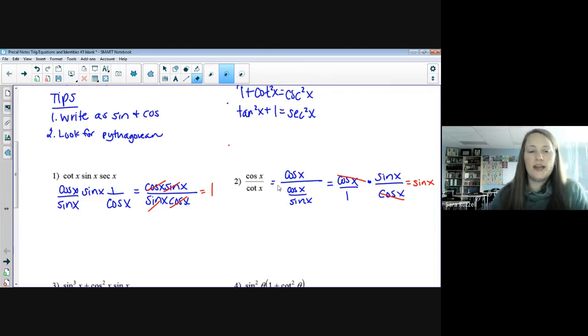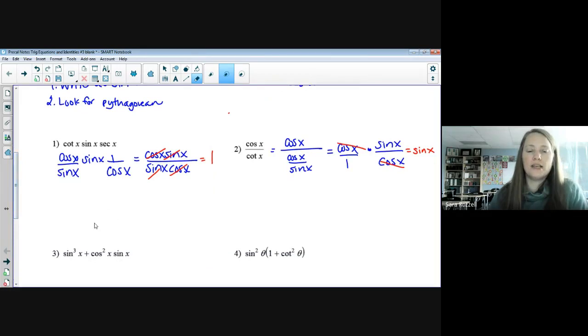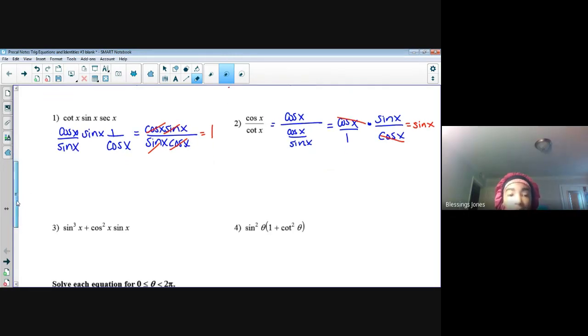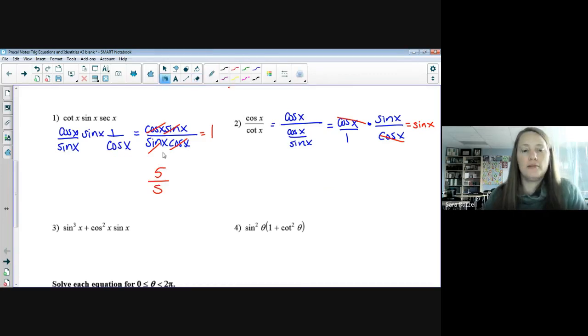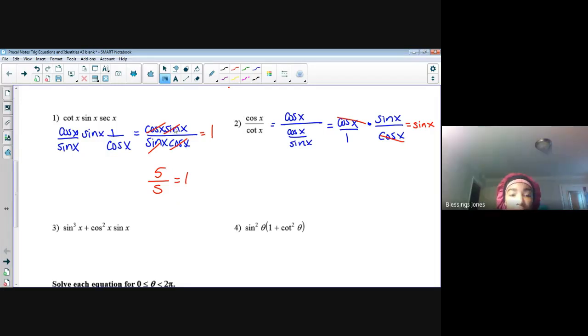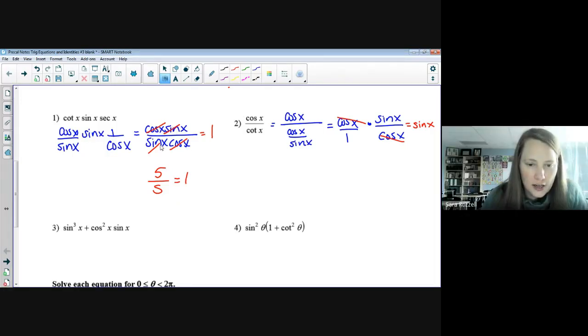Did you notice we didn't have any squares in the problem or anything? Well, if I'm looking at problems like number 3 and number 4, these have. I have a question. On number 1, why wouldn't it equal 0? Like if I had 5 over 5, those are the same thing on top and bottom. Okay. 5 over 5 is just 1. These were the exact same thing. Cosine sine and cosine sine.